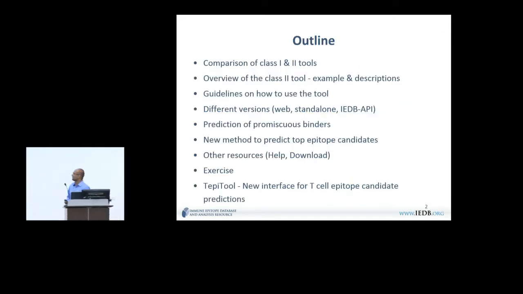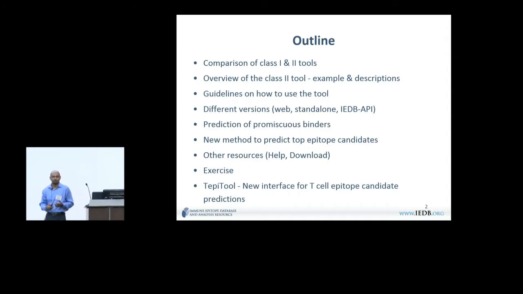So let's start. I have a brief outline here of what we are going to cover today. First I will start with a brief comparison of class 1 and class 2 tools. Then we will go to the overview of the class 2 tool with some examples and descriptions. Along the way I will also give guidelines, recommendations and threshold values. We have different versions of the tool. The editor showed you only the web or online version, but we also have the standalone and the IEDB API or RESTful interface. And I will also show you how we can use this tool to predict promiscuous binders.